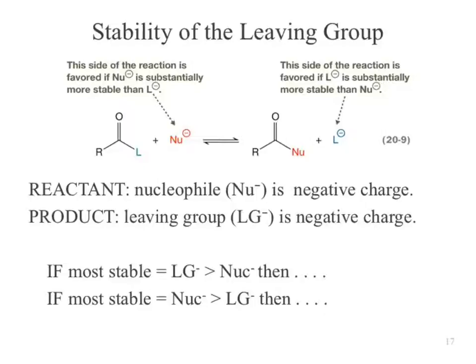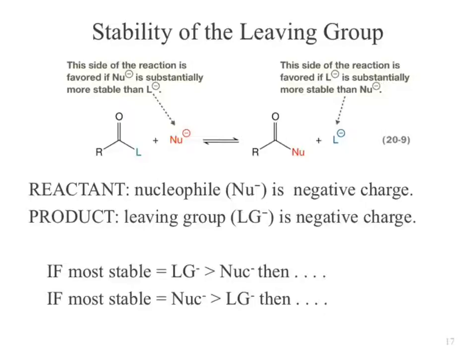So what we've got to do is compare each side of the equation and look at their reactivities. What is the most reactive thing on the reactant side? The negative charge, which is on the nucleophile. What is the most reactive thing on the product side? The negative charge on the leaving group. So if I want to decide which side of the equation is favored, I'm going to look at those two species and compare their stabilities to each other.